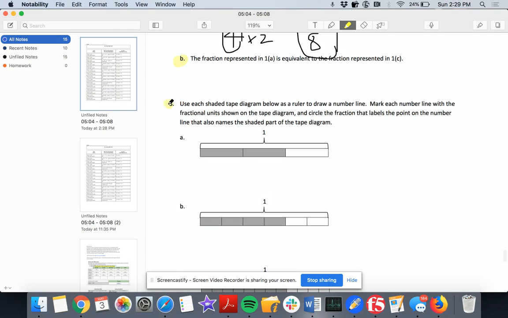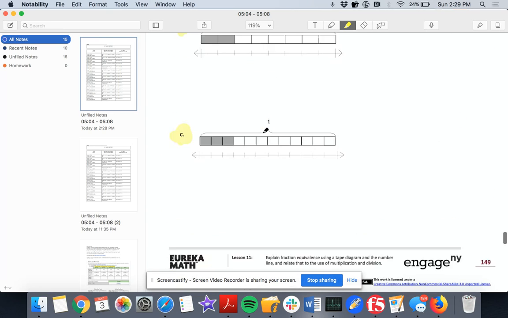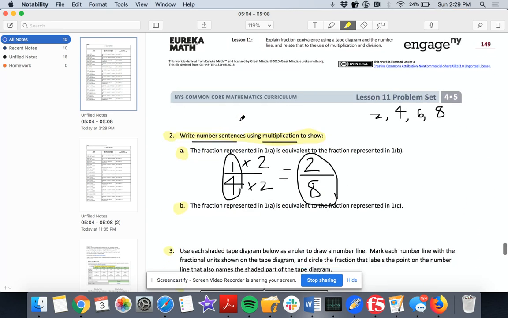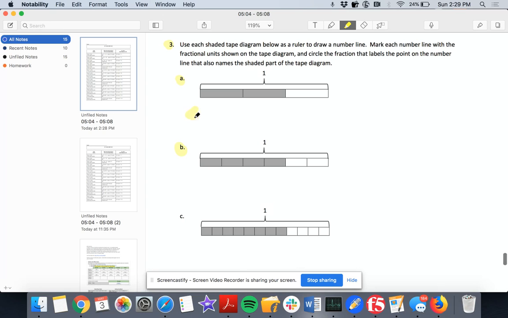And then for 3a and 3b, all you're doing is the same thing you did for problem 1, but they just want you to draw your own number lines, okay? You could get all fancy and use a ruler, or you could just do your best straight line.